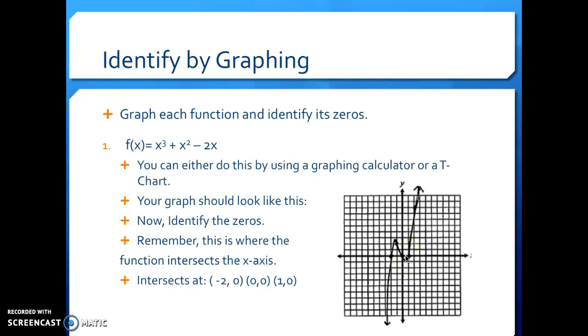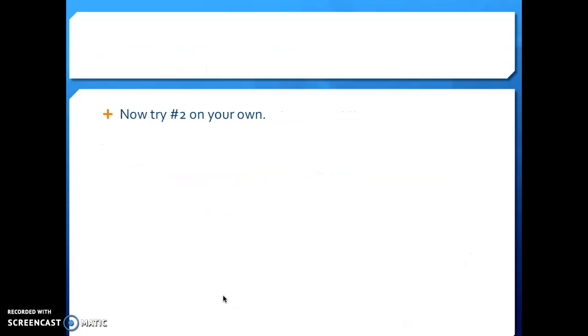A thing to remember is that when you're looking for zeros, your y is always going to be 0, okay? And your x value is going to have a value. So our solution set is -2, 0, and 1, or our x values at which the function crosses the x-axis. Now try number 2 on your own. Go ahead and pause the video while you do that.